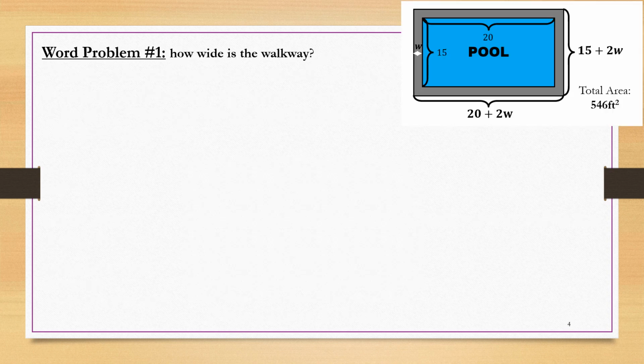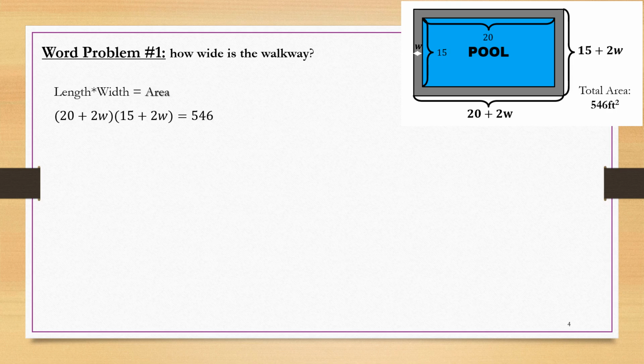Now that we have all the necessary information from the passage, we can start solving the problem. Since we want to know how wide the walkway is, we first want to figure out what the total area of the pool and walkway are. We know we are looking for the area because the pool dimensions were provided in a 2D space in the passage. So, as mentioned in the previous slide, area is length times width, and here the total length is 20 plus 2W, the width is 15 plus 2W, and the area is 546.